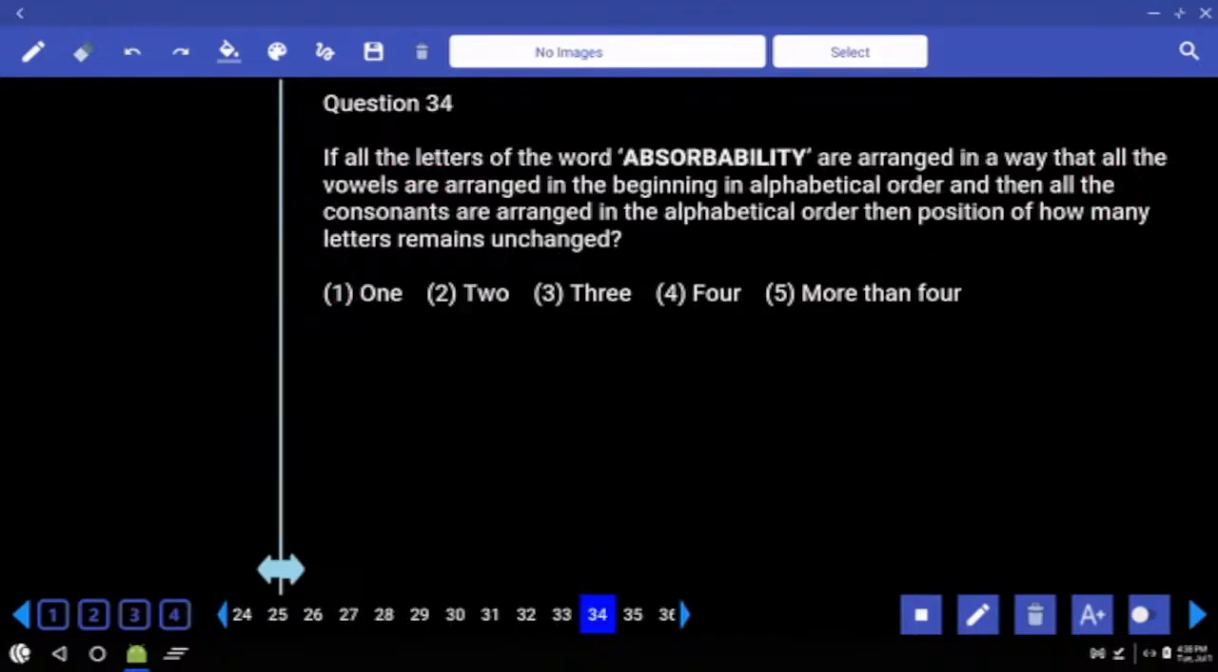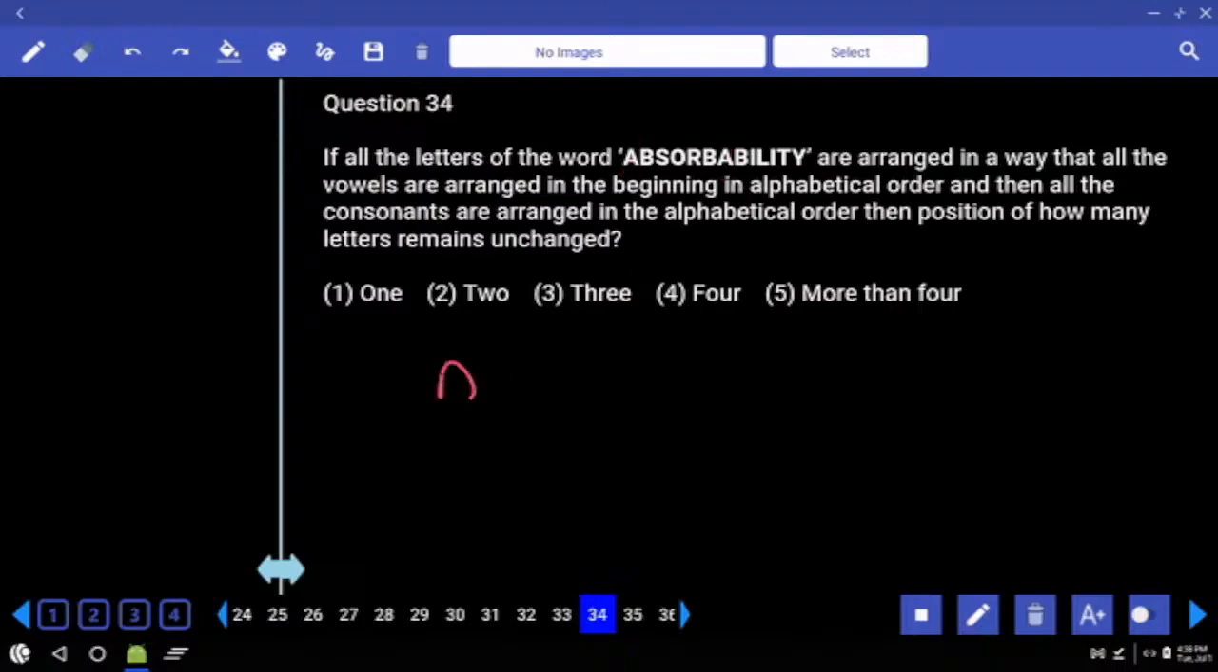Then 34. For all the letters of the word, the letters are arranged in a way that all the vowels are arranged in the beginning. Here, vowels must be arranged at the beginning, in alphabetical order: A, then I, O. And all the consonants are arranged in alphabetical order. The positions of how many letters remain unchanged?